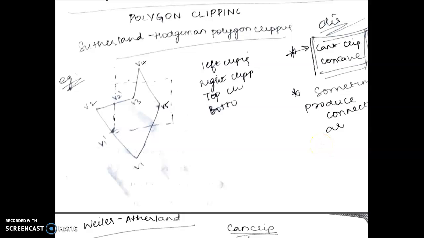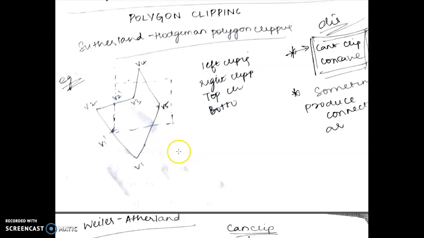Hello everyone. So last class we saw line clipping algorithms like the Liang-Barsky algorithm and the Cohen-Sutherland algorithm. And as I told you, this class we will be seeing polygon clipping algorithms. Polygon clipping is actually very easy. First, let us see the Sutherland-Hodgman polygon clipping algorithm.